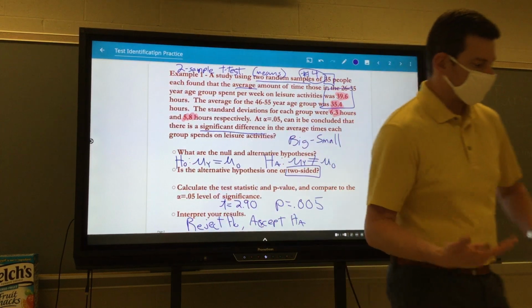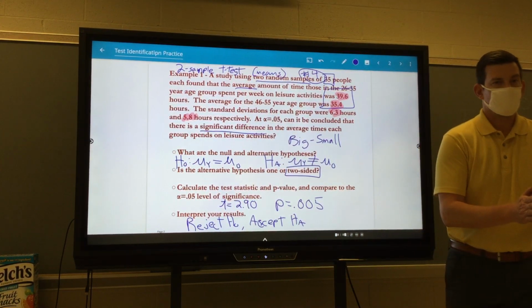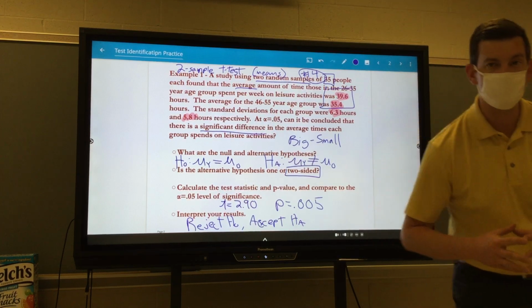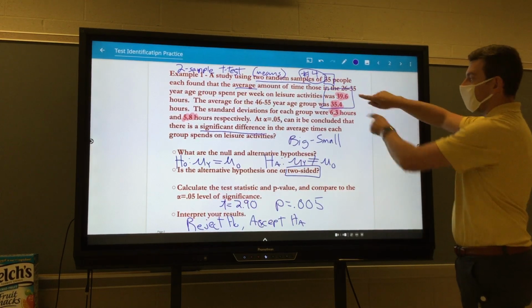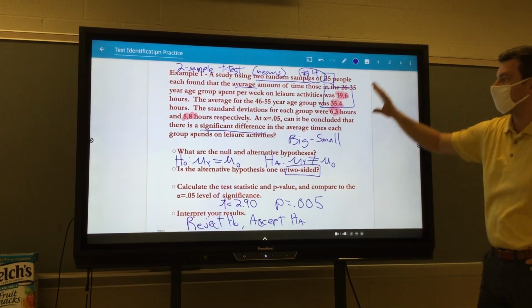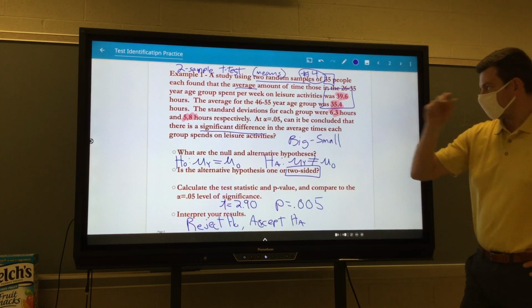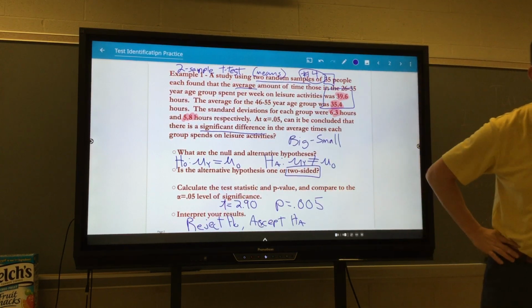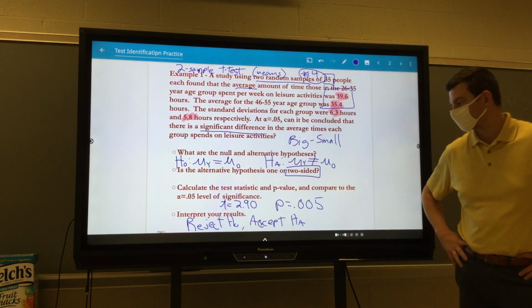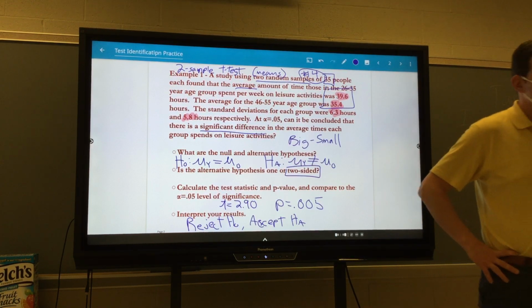And again, our interpretation, I'm not writing it here, but it's just as important. We have significant evidence that there is a difference between the average amount of time that this 26 to 35 year age group spends on leisure activities in comparison with the 46 to 55-year-old age group. Any questions?